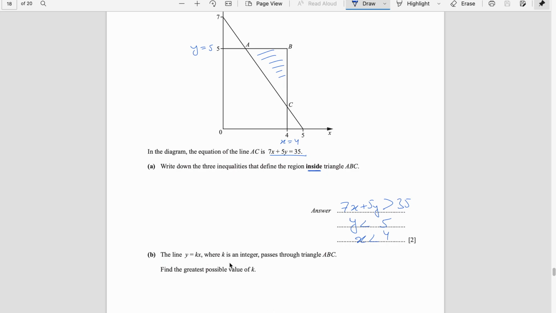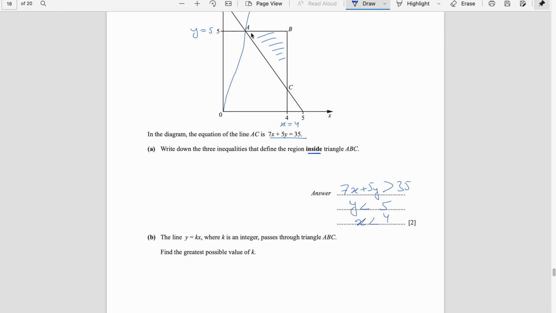The line y equals kx, where k is an integer, passes through the triangle ABC. Find the greatest possible value of k. For it to have the greatest gradient, it could be maximum steep and pass through A. Let's see what the gradient is when it passes through A. At this point, y is 5, so we use this equation to find the value of x.